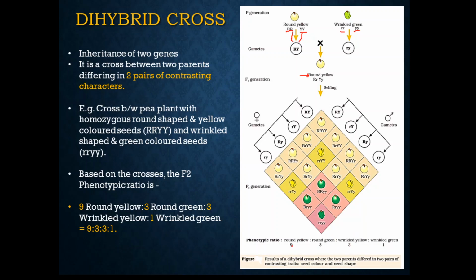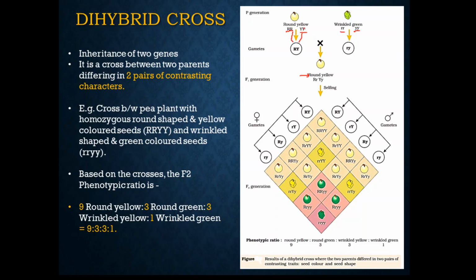Round yellow forms the most, and wrinkled green forms the least. In between, these two are the new characters which are seen, round green and wrinkled yellow. These are the new hybrids possible here. If you see here, round was along with the yellow color.